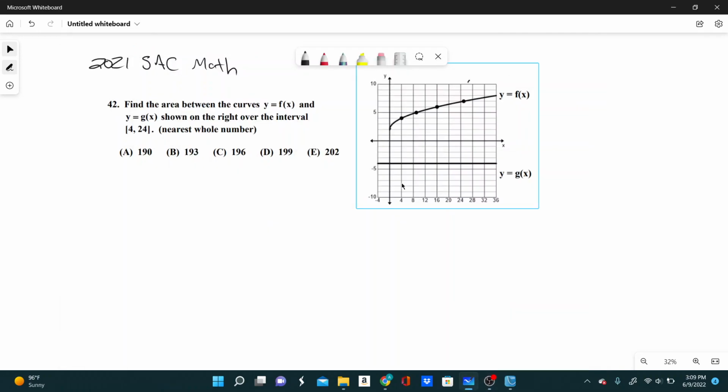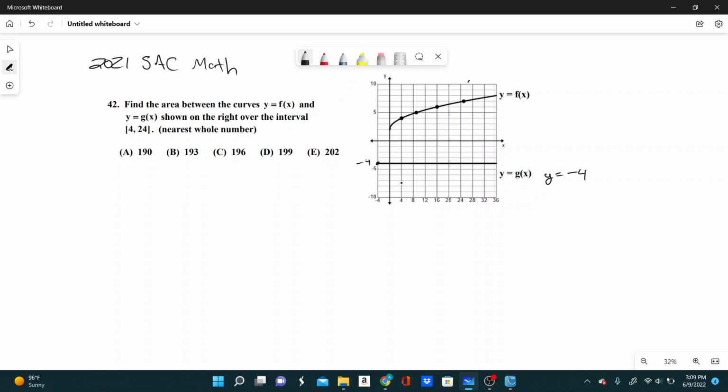Number 42. Find the area between the curves y equals f of x and y equals g of x shown on the right over the interval from 4 to 24. Okay, so the first thing we have to do is just find the equations of both of our curves. Now, g of x looks like it's going to be pretty easy. It's just a horizontal line. And so, let's see, this right here is going to be at negative 4. And so this equation is just going to be y equals negative 4.